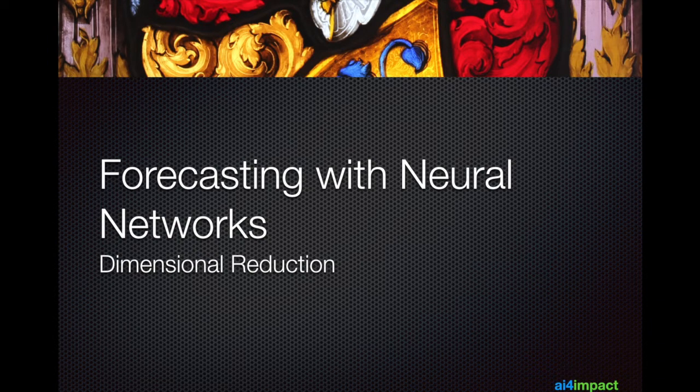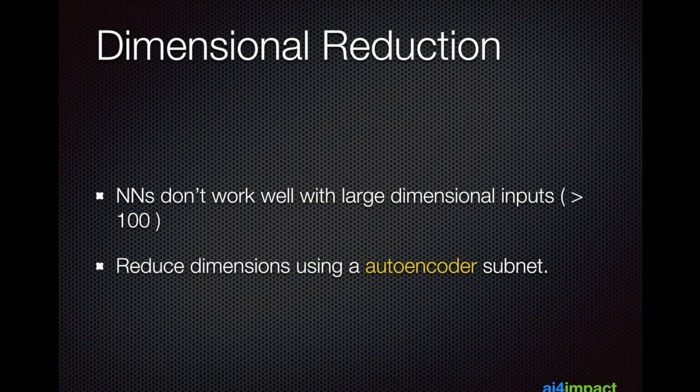Our next strategy to help neural networks learn is called dimensional reduction. It starts with the observation that neural networks don't really work well with large dimensional inputs. In fact, the smaller the dimension of the inputs, the better. We can reduce the dimensions of the input vector using something called an autoencoder.